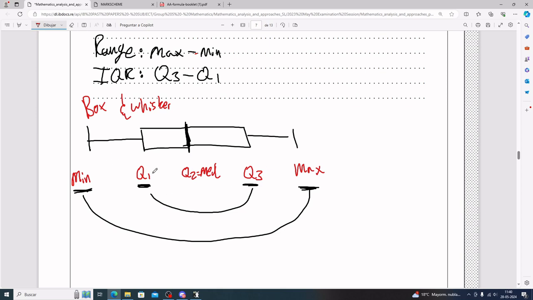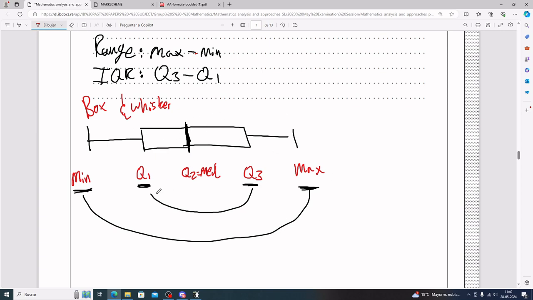Now, why would you ever want to do that? Well, you might want to do that because you're more interested in the middle of your data. You're more interested in the majority of your cases, right? And so that is why you would maybe consider the IQR more than the range, because this in the middle is the majority of your cases.